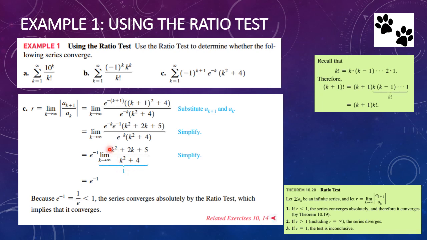Well, since the highest power is the same in each, the limit as k goes to infinity is the ratio of their coefficients, which is 1 over 1. So we get 1 times e to the negative 1. Well, remember, a negative exponent means to reciprocate. So this is 1 over e, which is less than 1. So again, by the ratio test, the series converges absolutely.